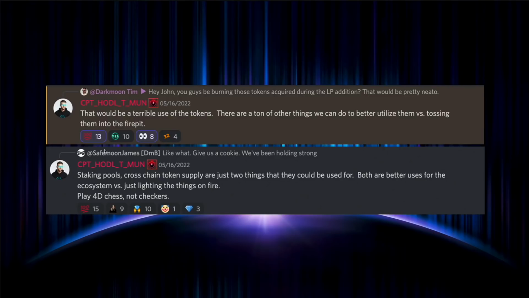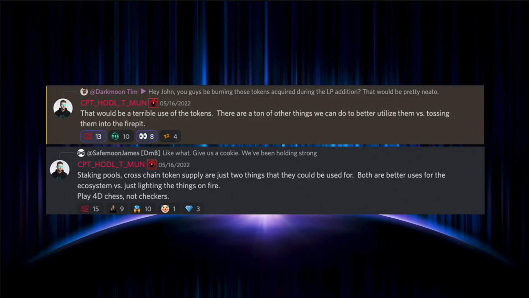Now, I know a couple of people messaged me and said that they did not agree with this statement, that they feel that the tokens need to be burned. But John Caroni did say he had something up his sleeves for the use of these tokens. So I guess we'll just have to wait and see exactly what he needs them for or how he's going to utilize them in the Safemoon ecosystem.